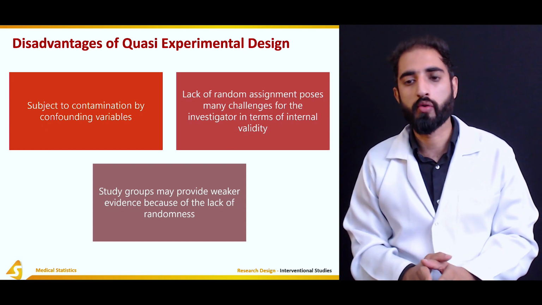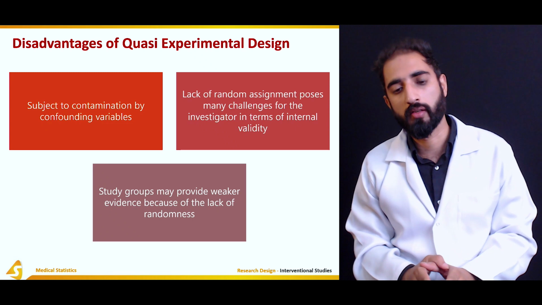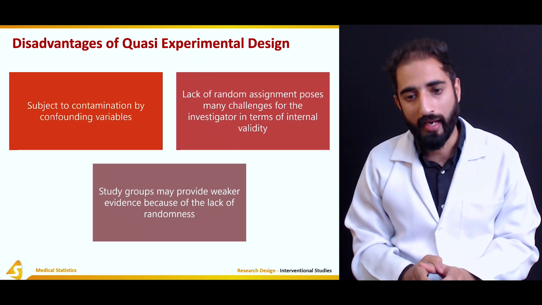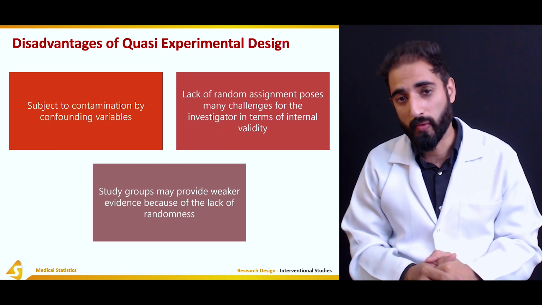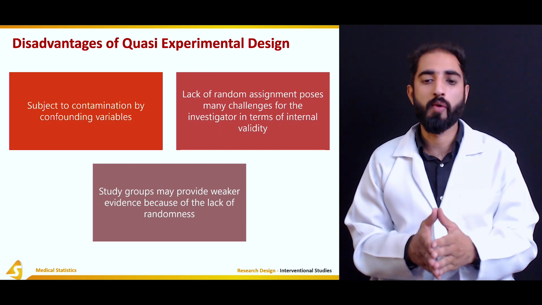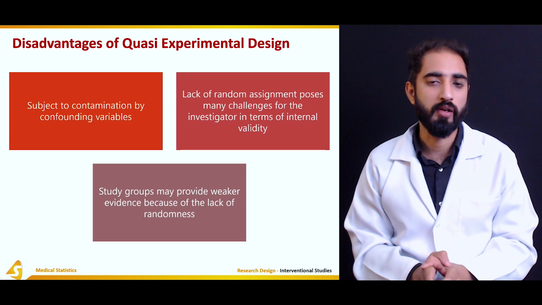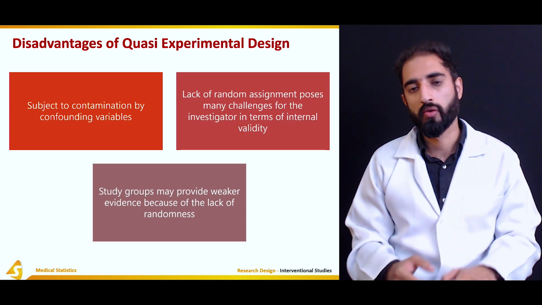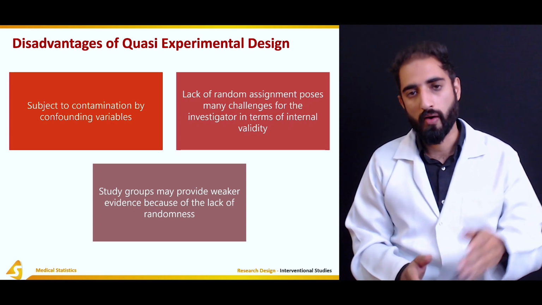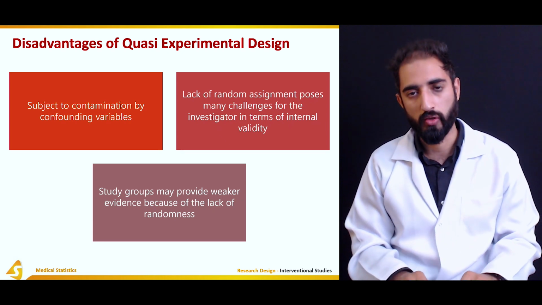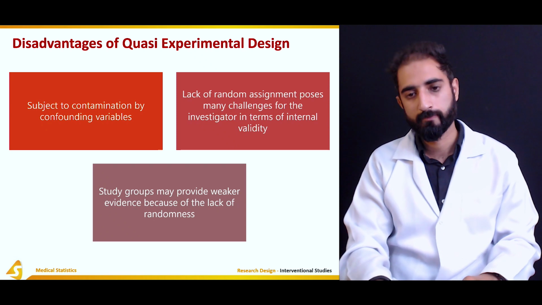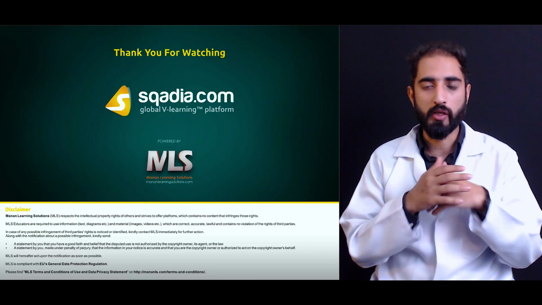Lack of random assignment poses many challenges for the investigators in terms of internal validity, and it also increases the risk of bias. Study groups may provide weaker evidence because of the lack of randomness and bias. So it means that they are placed at a lower level in the hierarchy of evidence as compared to randomized controlled trials. So that was all about the interventional study designs.